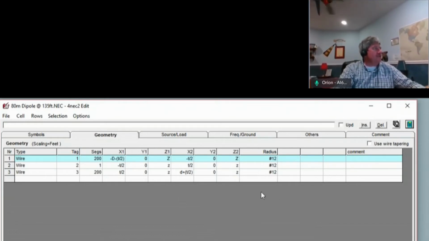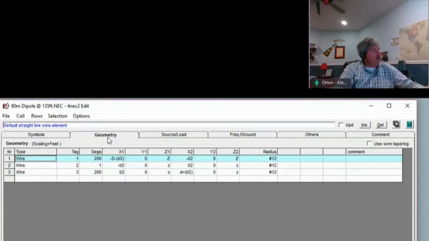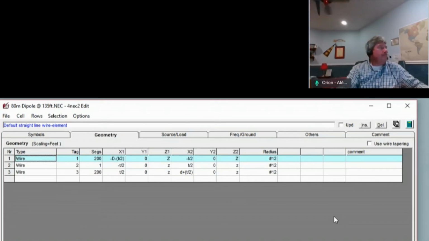One of the nice features is you can use variables. In my formula here, Z is the height, L is the length, D is the length of the dipole, and T is the width of the ladder line. I actually have 3 wires, and you can see I'm using 200 segments for each of the wires and 1 segment for my feed point. You just have to work out that part of it. Sometimes the geometry is what messes me up too. Okay, thank you. That's perfect.